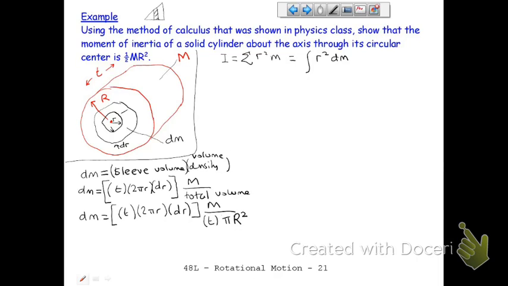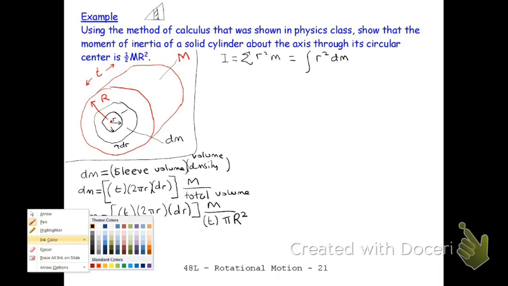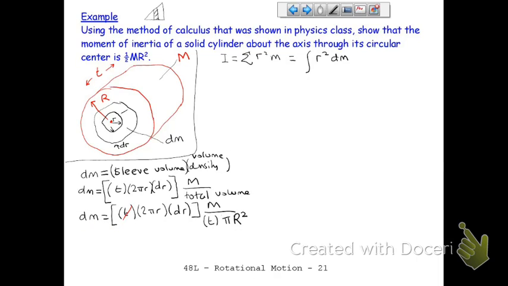So let's have a look. Let's change colour pens, and let's do some cancelling if I can. So that t cancels with that t, that's nice, and that pi cancels with that pi, but that's about it. So I'm going to say, well, dm is equal to, let's put the 2 at the front, let's put the m next, let's put the r dr over r squared.